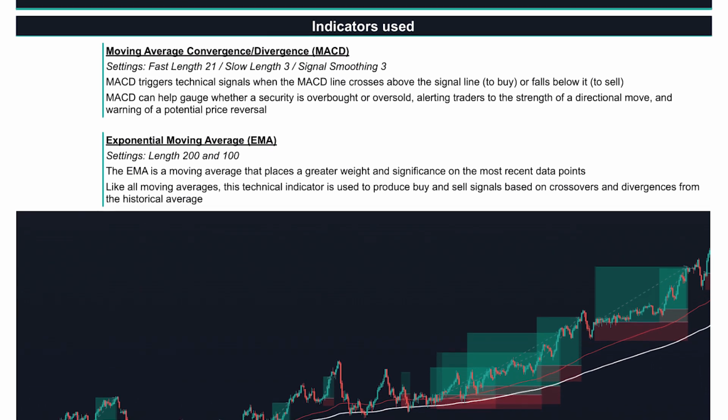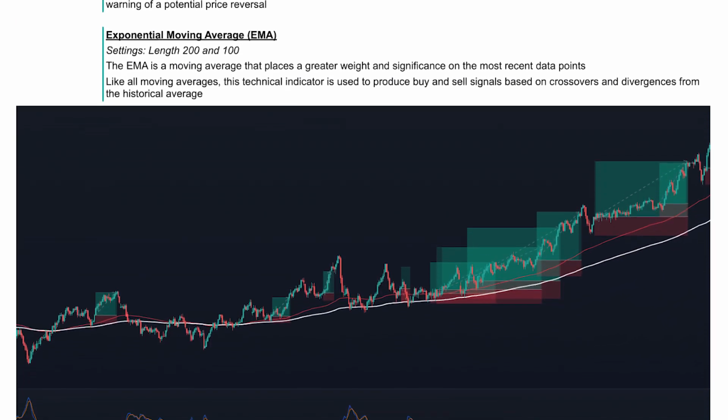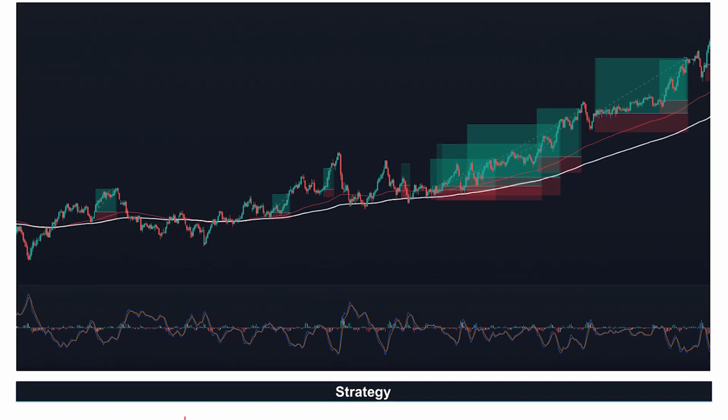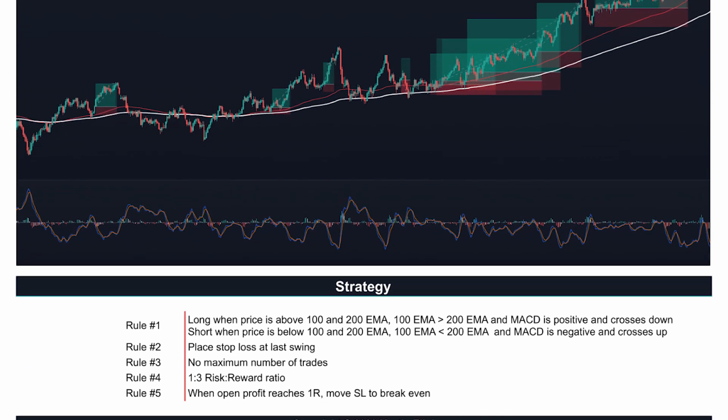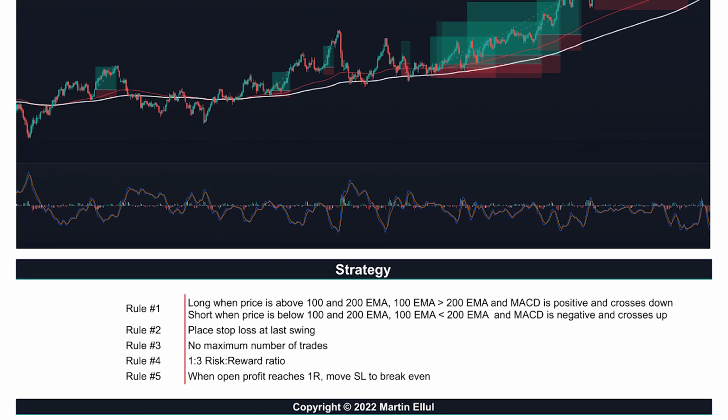So this backtest is based on the daily time frame on GBP JPY, and this backtest will be over 20 years. So here's the strategy. It's pretty simple. We go long when the price is above the 100 and 200 EMA, the 100 EMA is above the 200 EMA, and the MACD is positive and it must be crossing down. And similarly, we go short when the price is below the 100 and 200 EMA, the 100 EMA is below the 200 EMA, and the MACD is negative and it must be crossing up.